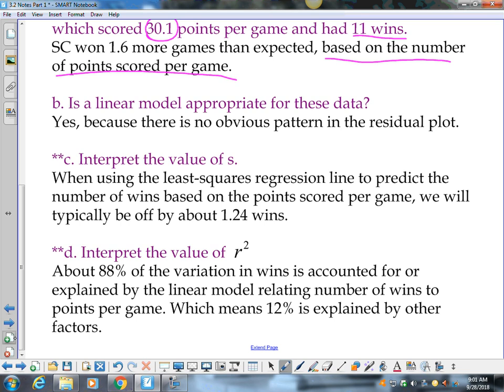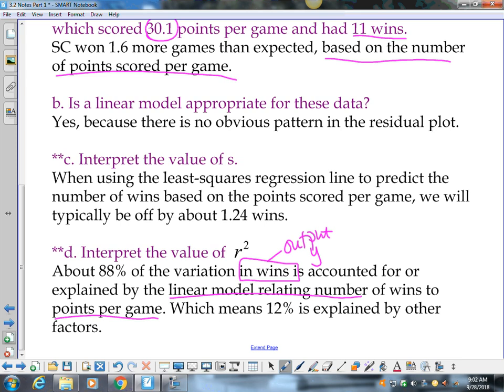Interpret the value of R squared. It came out to be 88%. About 88% of the variation in wins, the variation in your output, your Y's, is accounted for or explained by, and then again, the linear model relating the number of wins to the points per game. Then you can do this furthermore sentence. 12% is explained by other factors like injuries, academic probation some of the students may be on. Maybe it was raining that day.